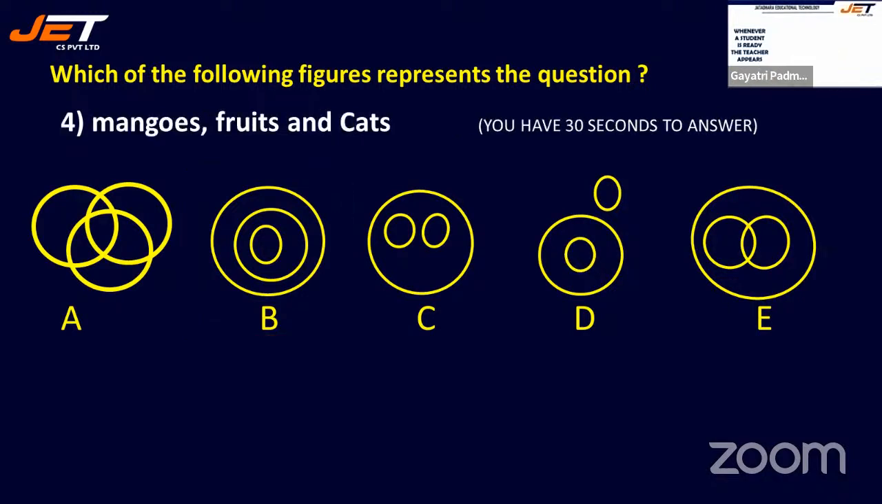All right. Now let's move on to the next question. We have mangoes, fruits and cats. A very simple question. Mangoes and fruits are similar, but cats have nothing to do with these fruits, isn't it? So with that clue, I'm sure you'll be able to solve this. Yes, so quickly this has to be done, students. So 30 seconds can be given to answer such mental ability questions. These are all practice questions, so keep practicing the questions.